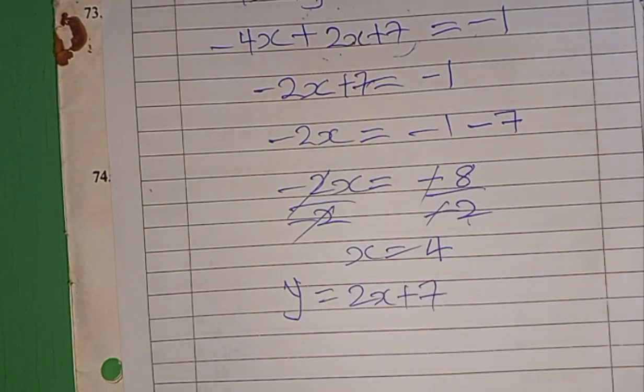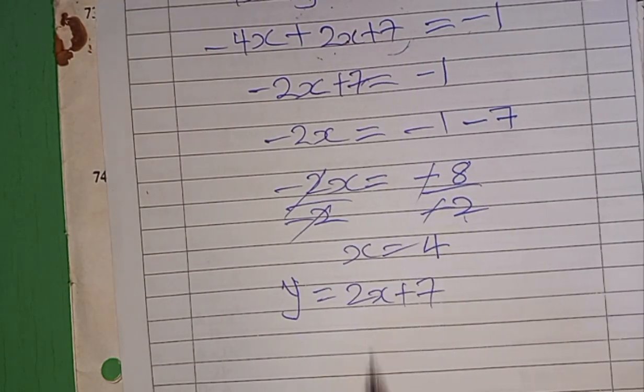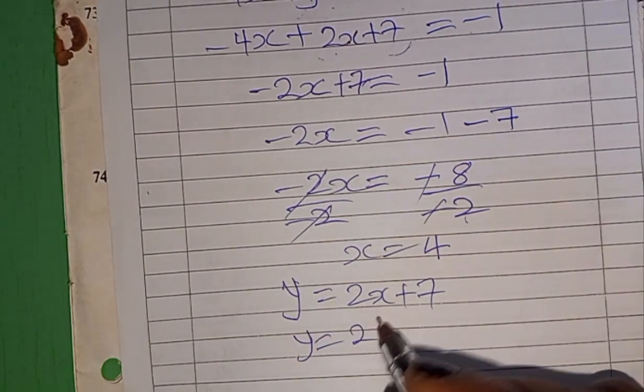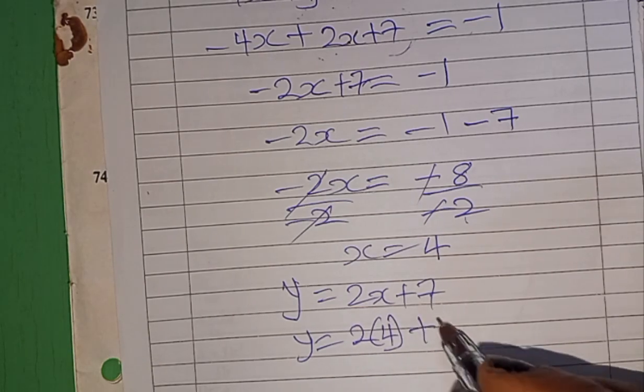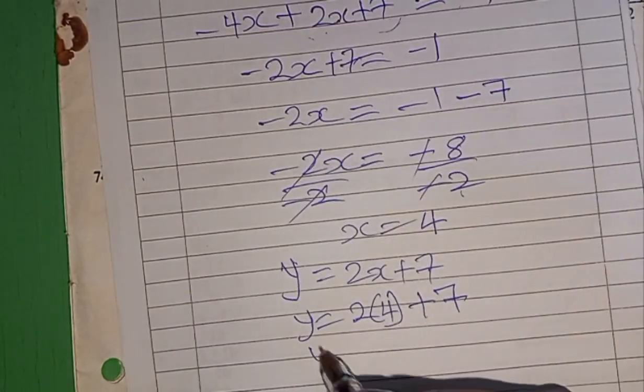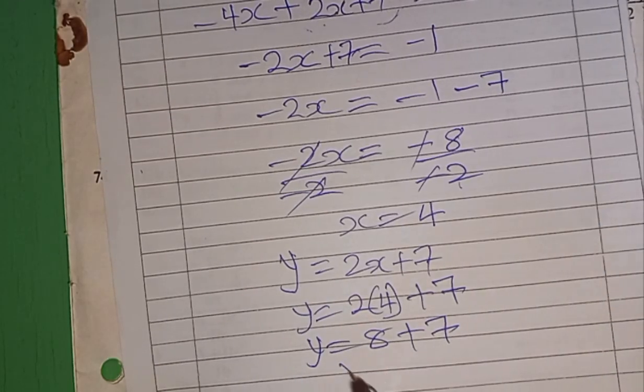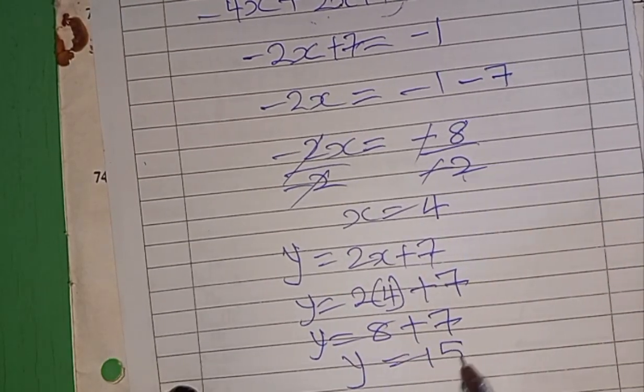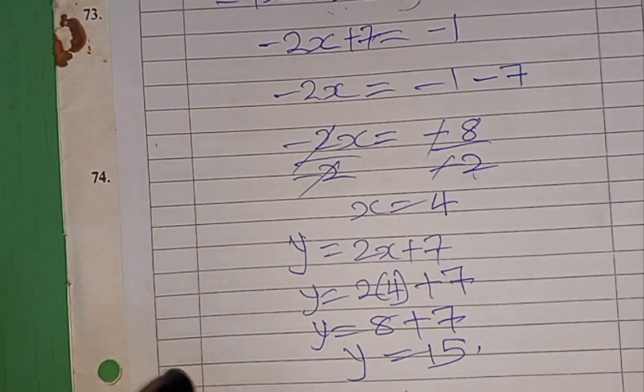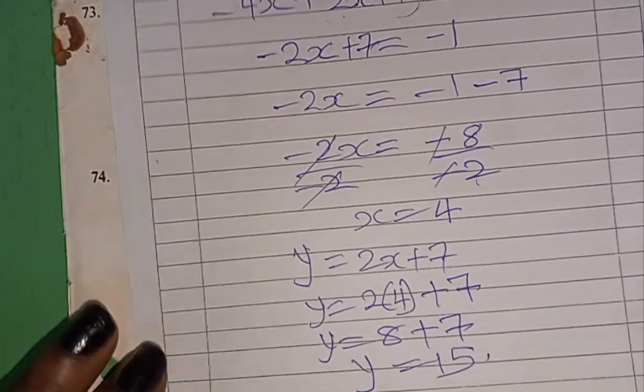Y is 2x plus 7, right? So our x now will come in as 4. So 2x means 2 times 4, then plus 7. That is 8 plus 7. 2 times 4 is 8, and that gives us 15. That's how to go about it. So it's easy.